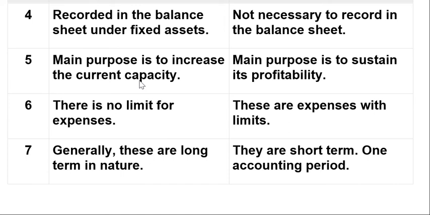Whereas, opposite to that, revenue expenditure is not necessarily recorded in the balance sheet. Number fifth, the main purpose of capital expenditure is to increase the current capacity, because when you acquire machinery, it always increases your current production capacity. Whereas revenue expenditure's only motive is to increase your profitability, like expenditure incurred on one technical advisor. You are paying salary for that, so that salary will come as a revenue expenditure because you will be paying salary every month.